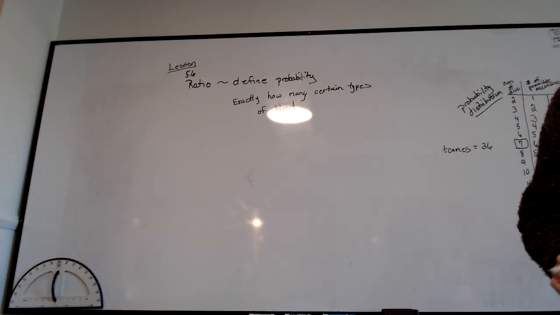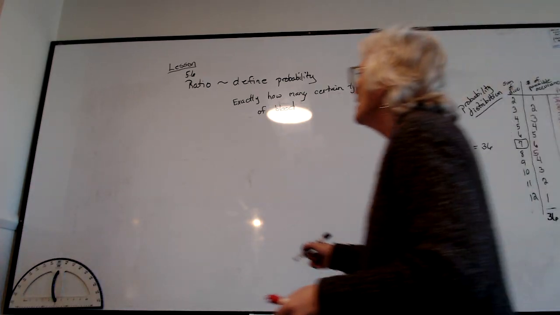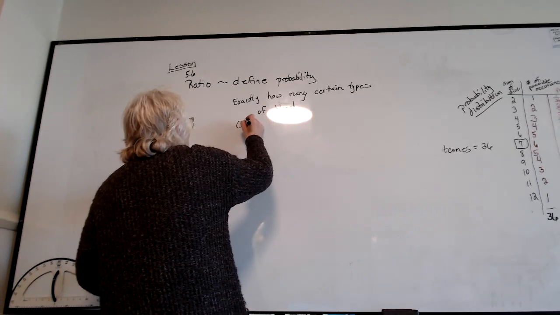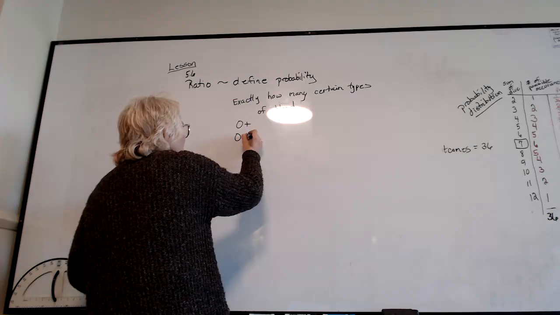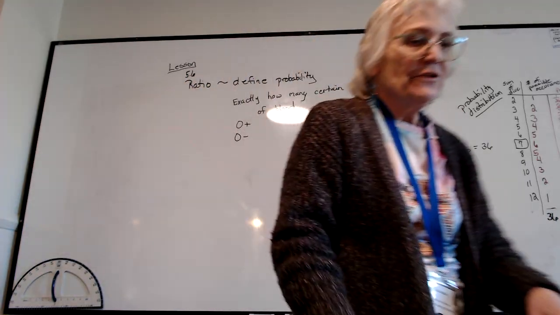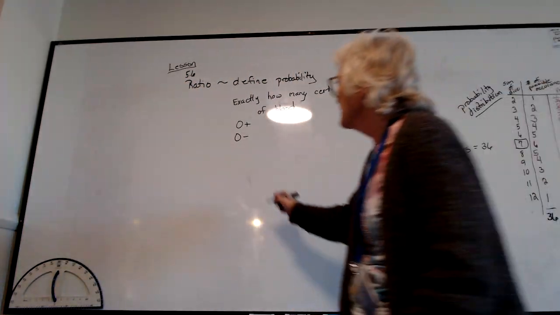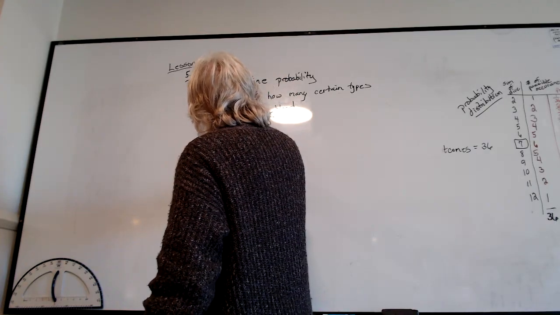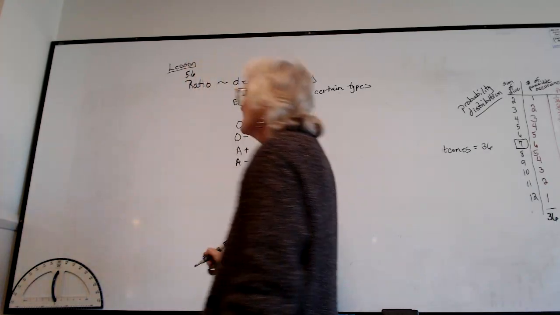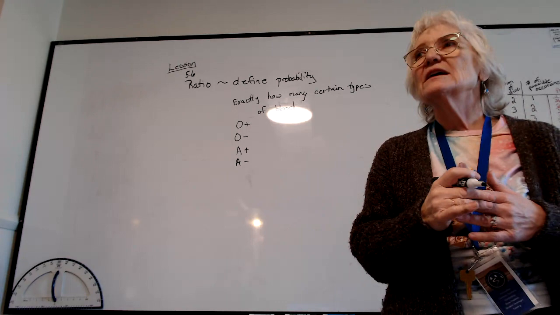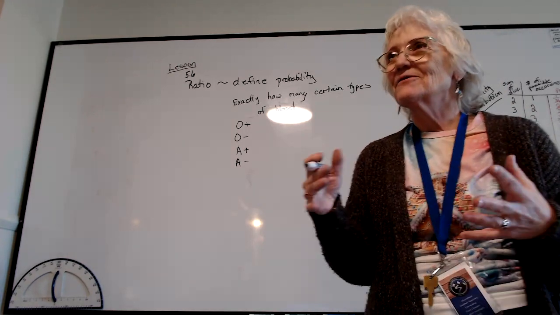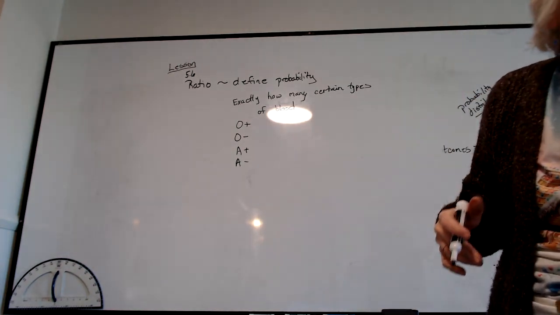Okay, so these are the different ones that you have. You can be O positive, you can be O negative, you can be A positive or A negative. And this all depends on what your parents are and the probabilities of getting that based on your parents.